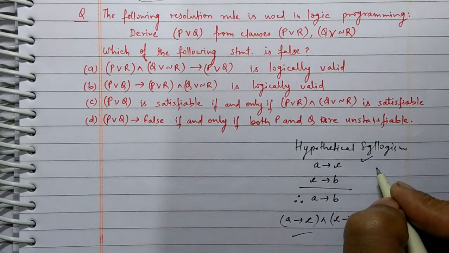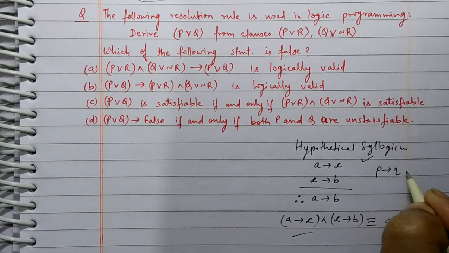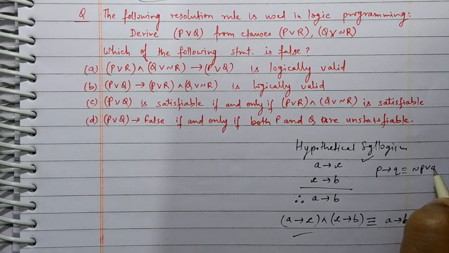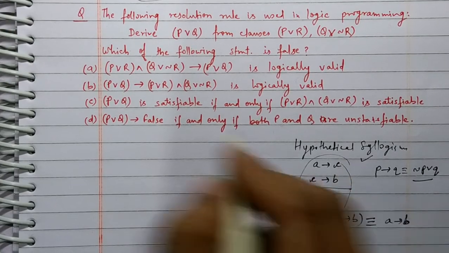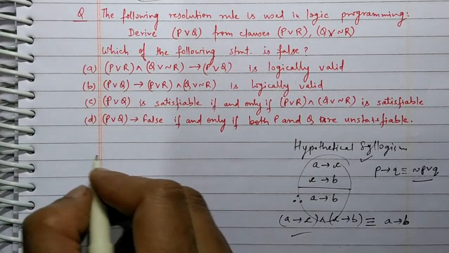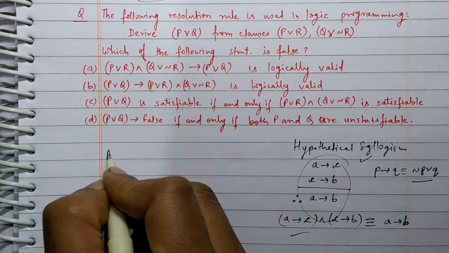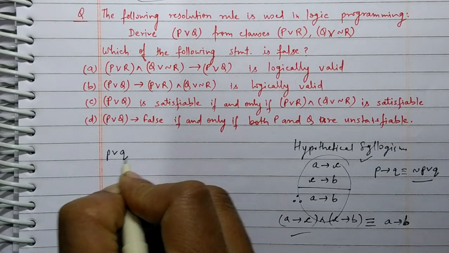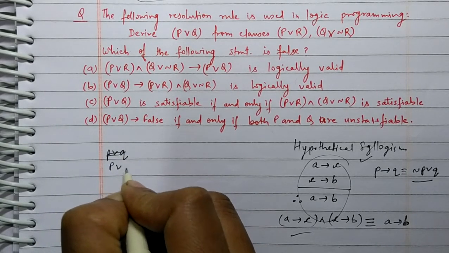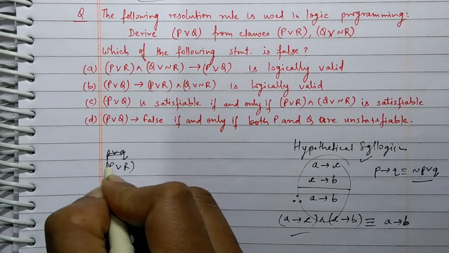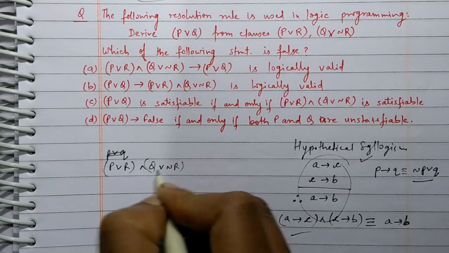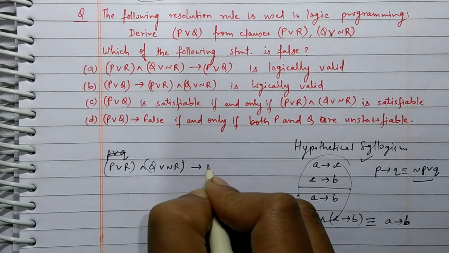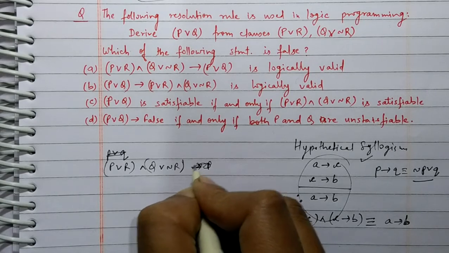also we know that P implies Q is equivalent to not P or Q. Using this formula and this formula, I will use it in option A. P or Q, sorry, P or R and Q or not R imply, let's see what is this.